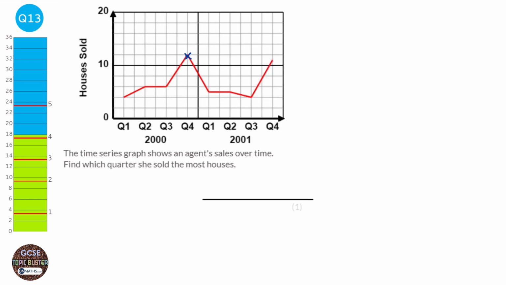And if we draw a line down from there, now we might think that it's enough to say Q4, but actually there's two Q4s here. So we must state the year as well, so Q4 in the year 2000.